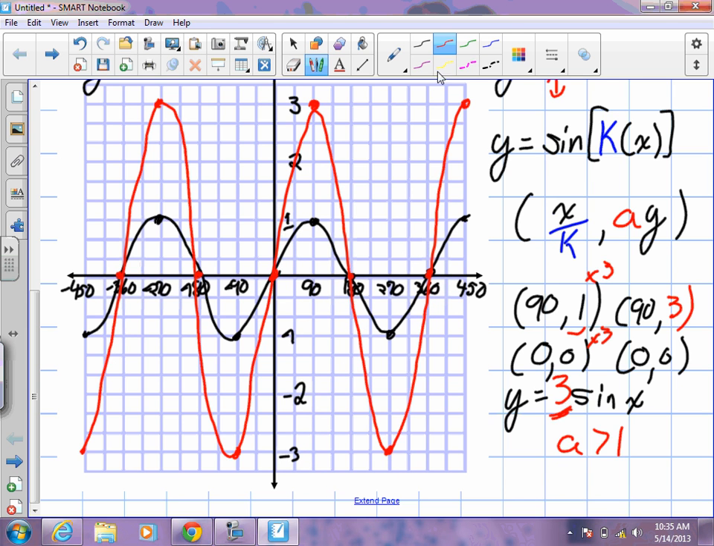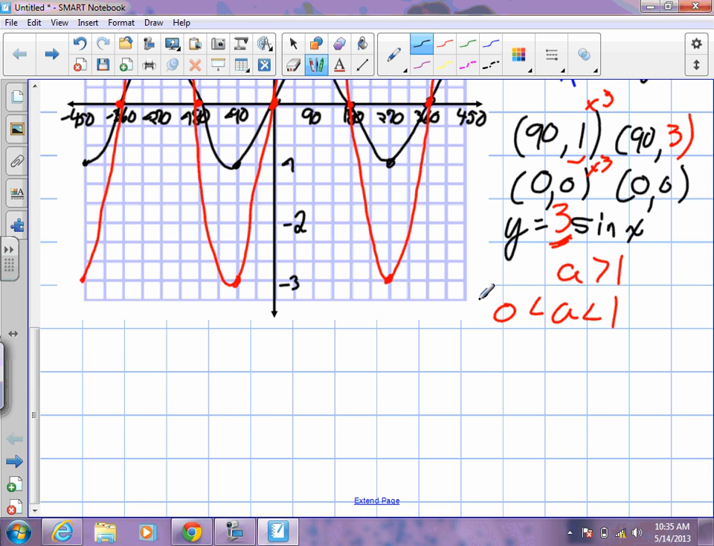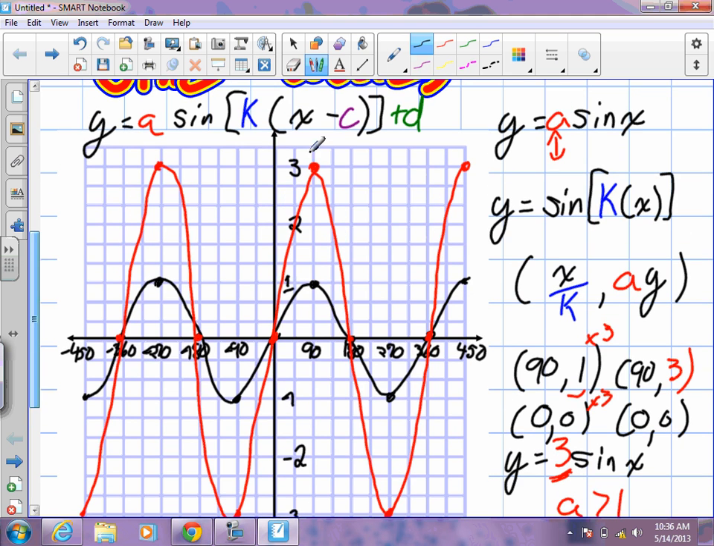Now let's say our A value is between 0 and 1. So let's say I have an equation that says y is equal to, let's say, a half, 0.5. We do the exact same thing. We'll do this one in purple. Now our 0 values, or our equation of the axis, are still all going to be at 0. None of these are going to change.